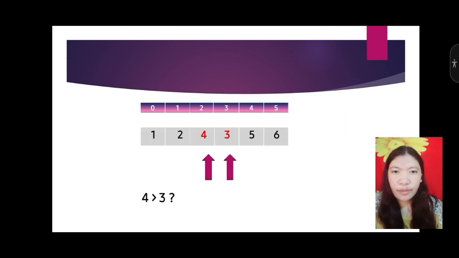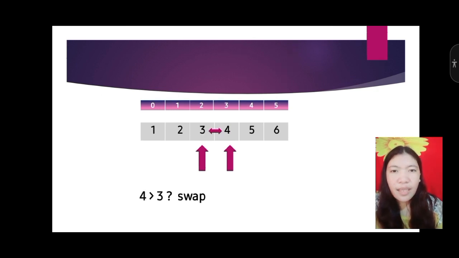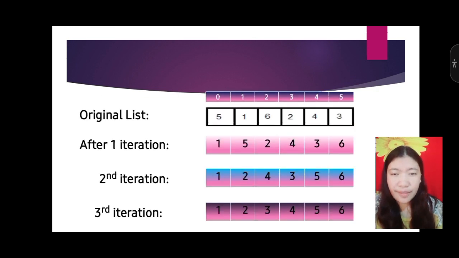Okay, for the third iteration, we compare 4 to 3, which are unsorted. 4 is greater than 3, which is true. So swap the two items: 3 moves to the left and 4 moves to the right. As we can see, the list is completely sorted.